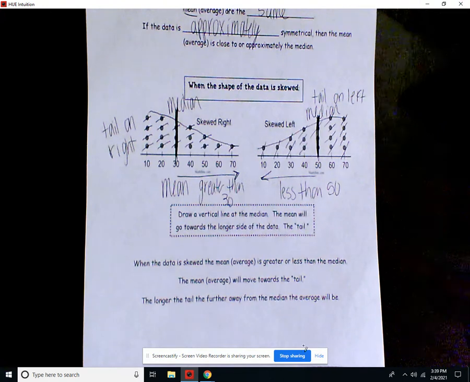Okay, I'm going to stop the video and make another video where we're going to practice more of looking at finding the mean on pictures.